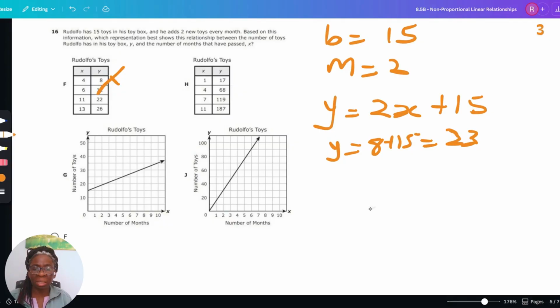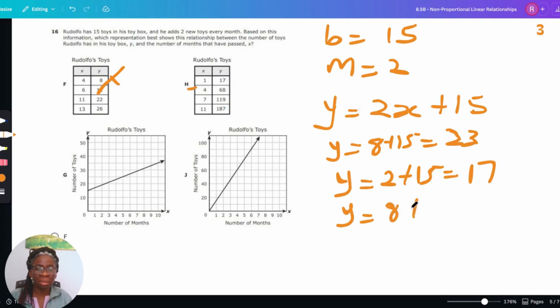Let's take a look at the second table. When x is 1, y equals 2 times 1 is 2 plus 15. That is 17. Okay, we got 17 here. Let's take another x. When x is 4, y equals 2 times 4, that's 8. 8 plus 15 will give 23. But the option here says 68, so that means this is wrong.